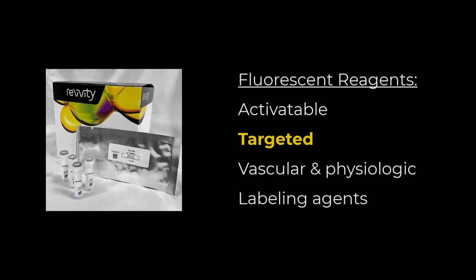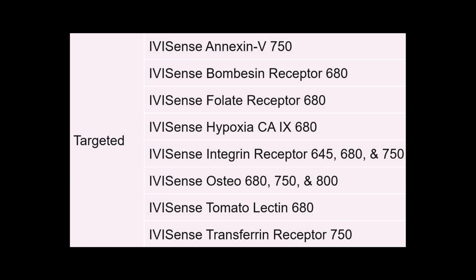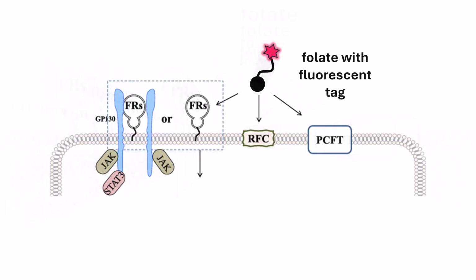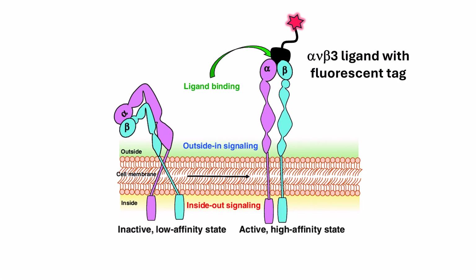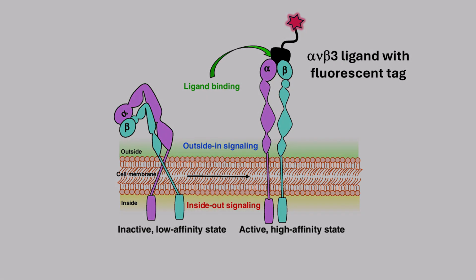Our next category of fluorescent reporters are targeted agents. As the name suggests, these agents consist of a fluorophore conjugated to a targeting molecule that recognizes and binds to a specific cell surface receptor or biomarker. The types of targeting molecules used include small molecules, large proteins, antibodies, and small peptides. For example, our IVIS folate receptor probe is highly specific to folate receptor protein, which is upregulated in many growing tumors due to their increased metabolic demand for folate. Our IVIS integrin receptor probe targets alpha-V beta-3 integrin, associated with tumor cell metastases and new vasculature development.